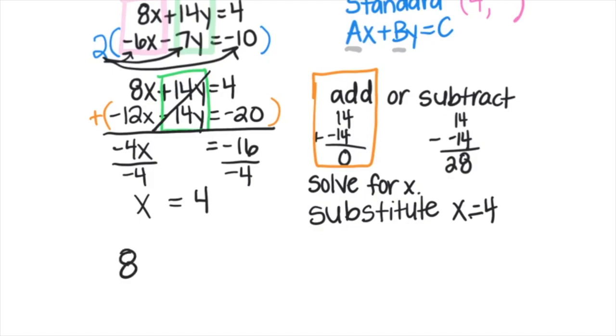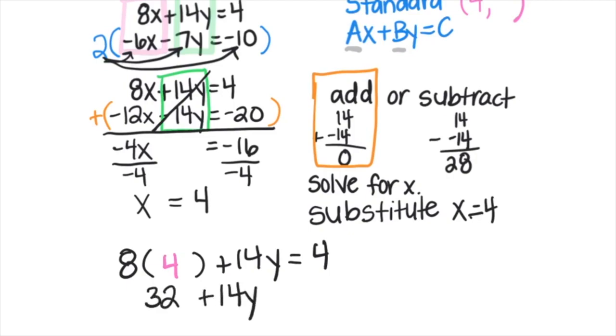And I'm going to do 8, and where x is, I'm going to put a placeholder, because we have 8x plus 14y equals 4. And in that placeholder, I'm going to put in 4. So 8 times 4 is going to give me 32 plus 14y equals 4. And we're going to solve this equation for y.